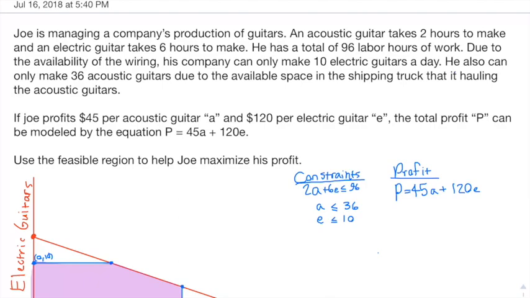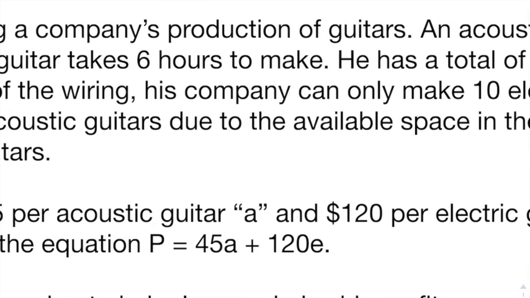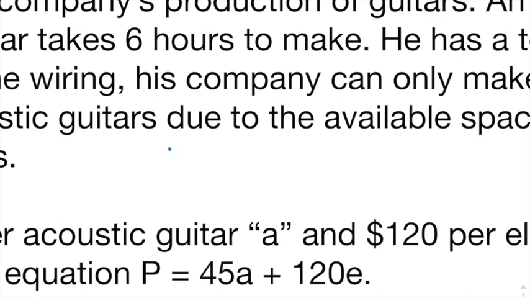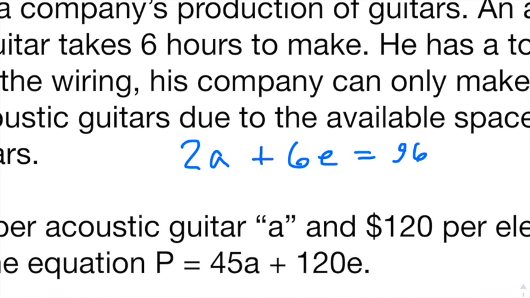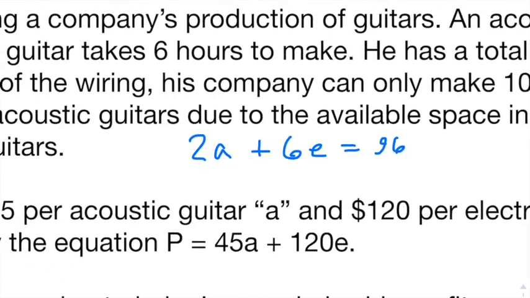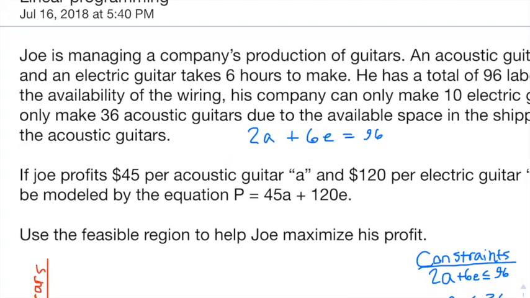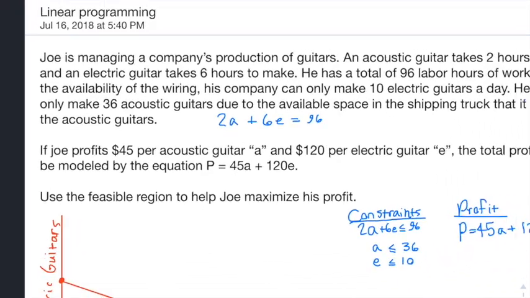So based off of that, we can come up with an equation. Some of the equations I give you, some of them I didn't. So if you got 2 hours per acoustic guitar, and we're going to define that as A down here, and then 6 hours per electric guitar, and you had a total of 96 hours of work, that can be an equation right there that can give you all the different combinations of guitars that you can make right there.